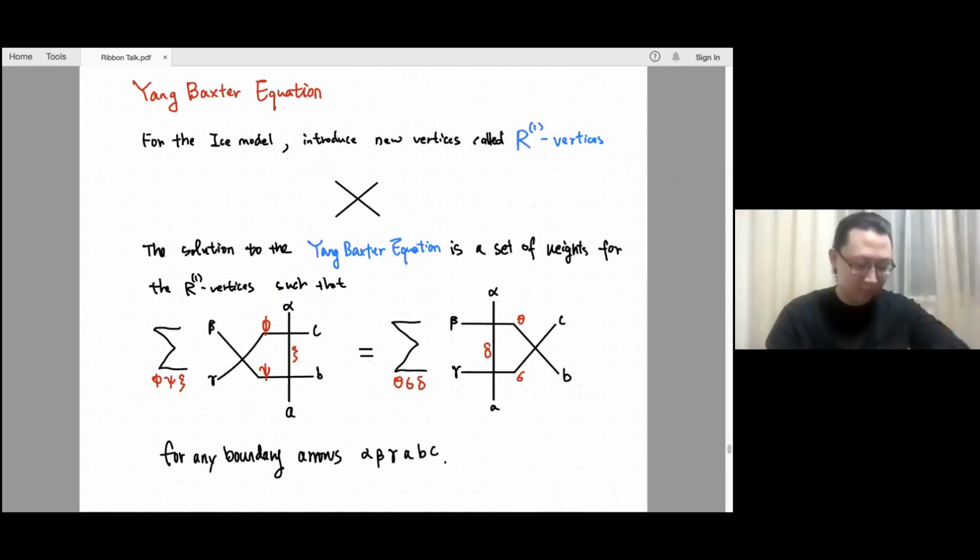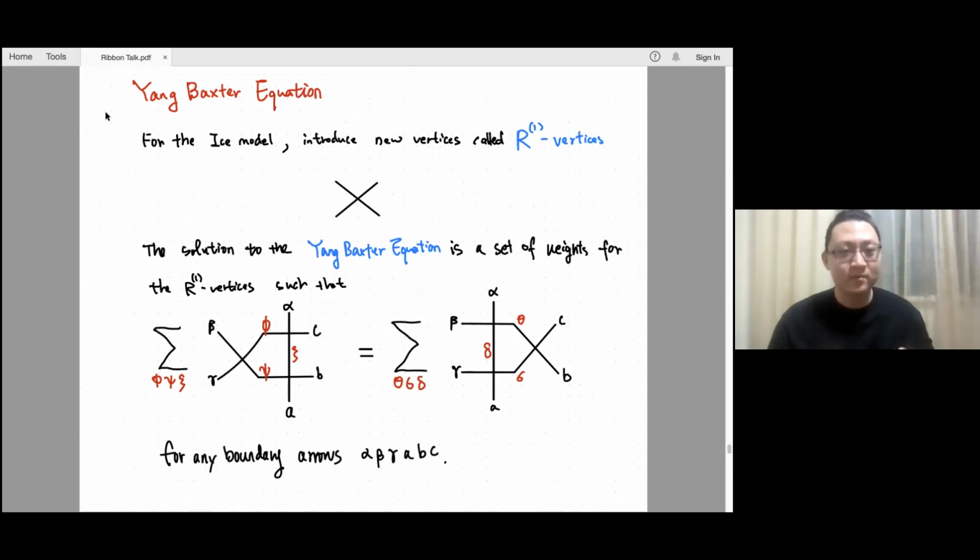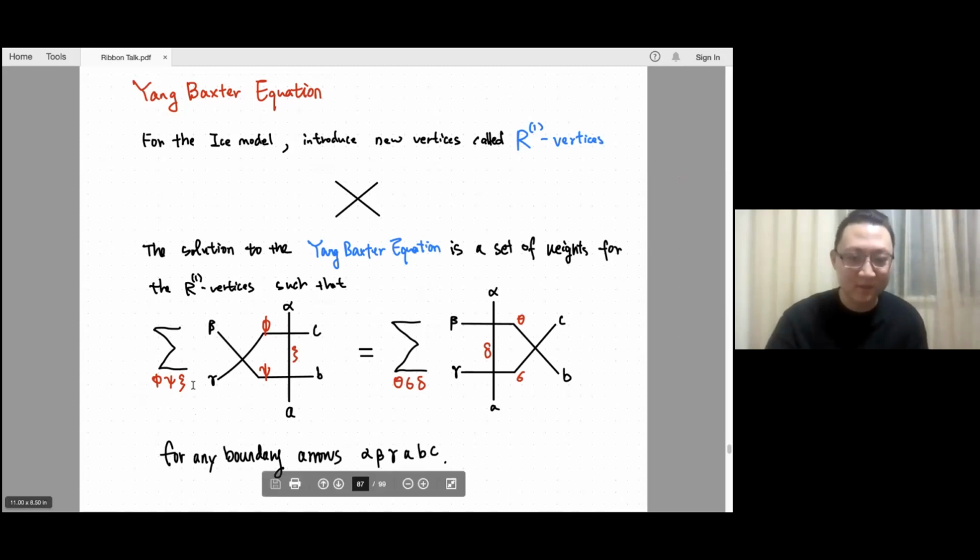All right, the last thing that I want to talk about is the Yang-Baxter equation. For the 6-vertex model, we're going to introduce some new types of vertices, which we denote R vertices, which look like an X. The Yang-Baxter equation is a system of equations defined by some mini lattices that look like this, the star-triangle relation.